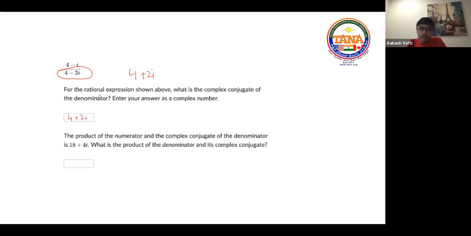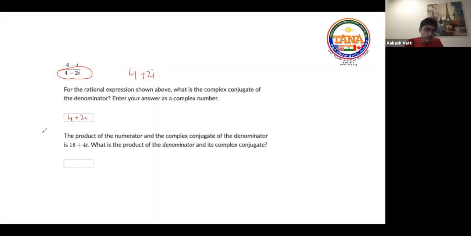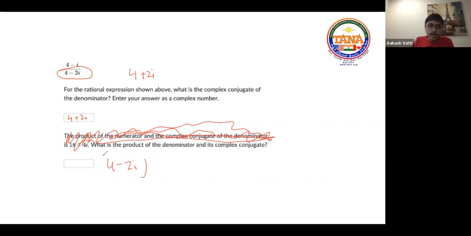So now you're given some information that the product of the numerator and the complex conjugate of the denominator is 18 plus 4i. The thing is, it's asking for the product of the denominator and its complex conjugate. So this entire part of the question is useless. So you should probably cancel it, cross it out, or do something so you know that you don't need it. So it's asking us what 4 minus 2i times 4 plus 2i is.